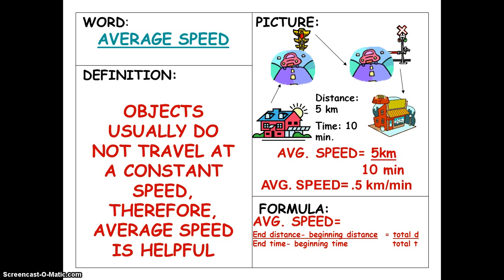So for this example, the average speed equals 5 kilometers over 10 minutes. So you've traveled 5 kilometers over a period of 10 minutes. Now, we know that we can reduce that, so it's going to actually end up being 0.5 kilometers per minute. So the average speed that the car traveled was a half a kilometer every minute. Don't forget to draw your pictures.